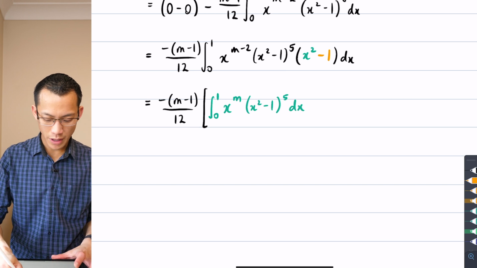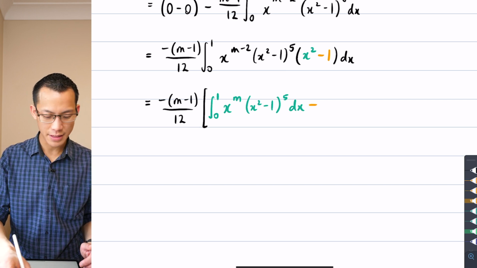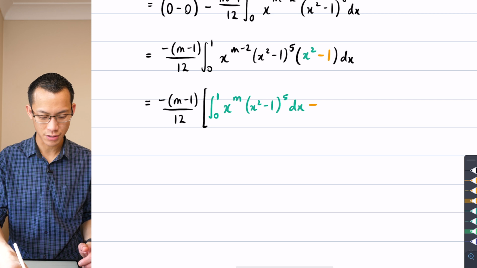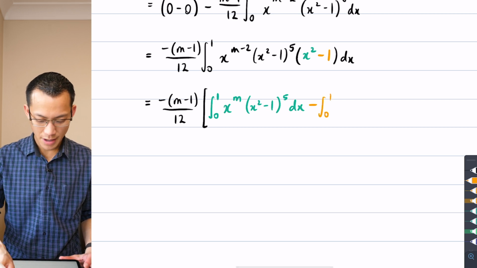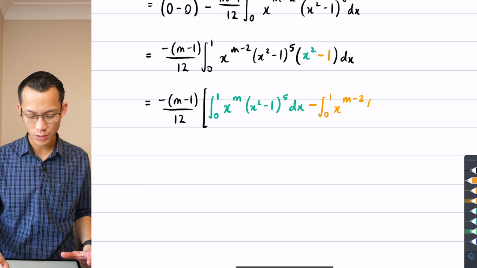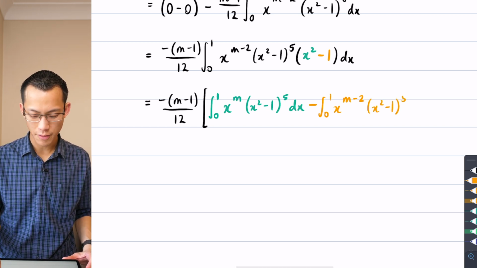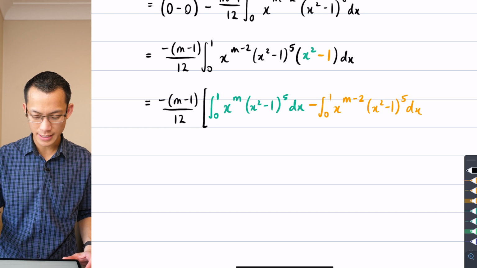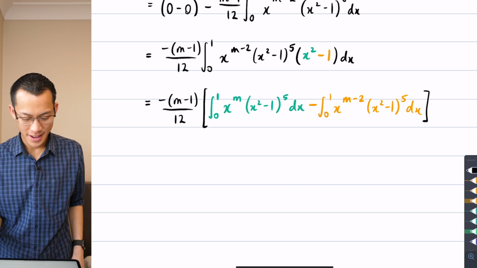And then I go again with minus 1, and everything here just comes out unchanged. So it's still from 0 to 1. That x to the m minus 2, I haven't done any weird index laws with that. X squared minus 1 to the 5 dx. And that's everything there, right?